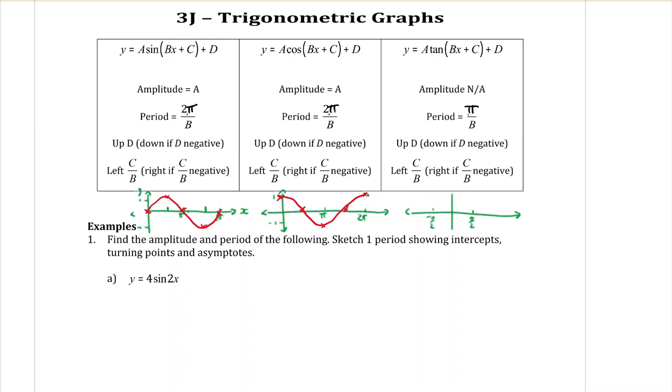Okay, the tan graph is different to the others. You have asymptotes at pi over 2 and -pi over 2. And just to show one repetition of the graph would look like that.